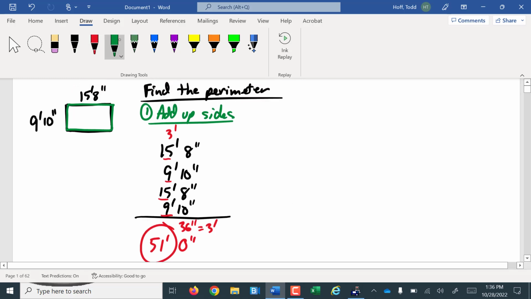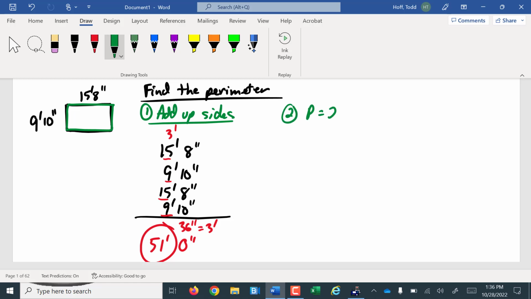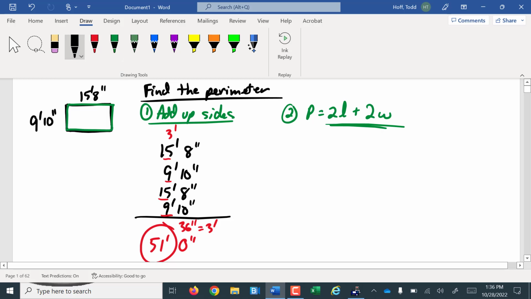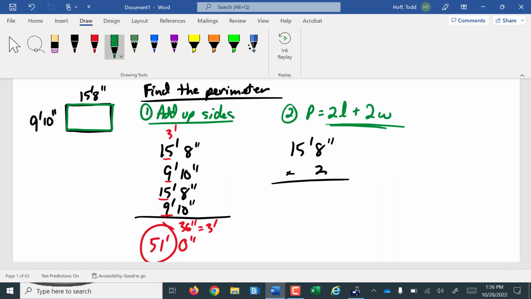The other way we could do it, there is a formula for perimeter for a rectangle that the perimeter is 2 times the length plus 2 times the width. Now, we really haven't gone over using formulas like that yet, but we could simply take the length of 15 foot 8 inches, multiply by 2. What's 2 times 8? 16 inches. Of course, that's more than a foot. That's 1 foot with how many inches left? 4. Good. So keep the 4 inches and carry the 1 foot. 2 times 15, 30 plus 1, 31 feet. So that's 31 foot 4.